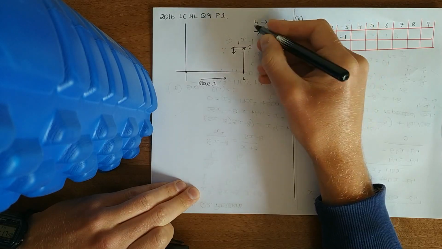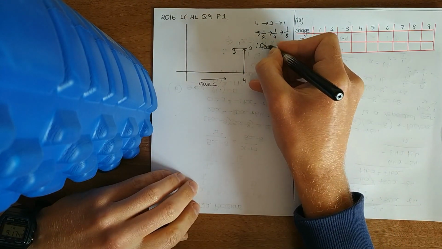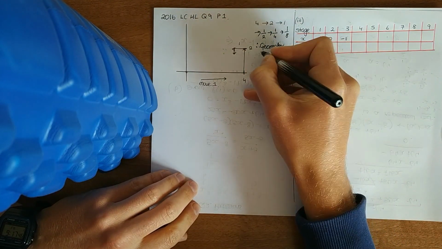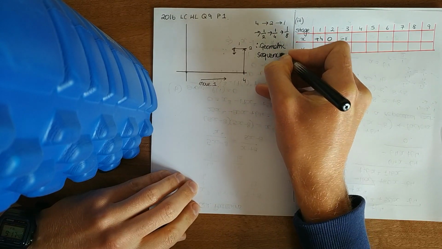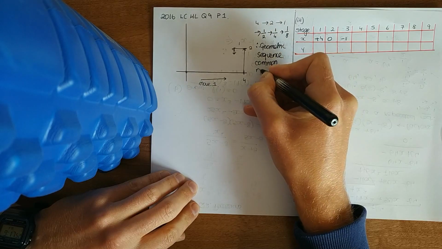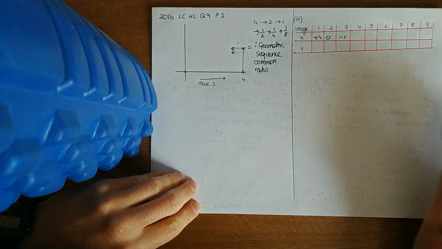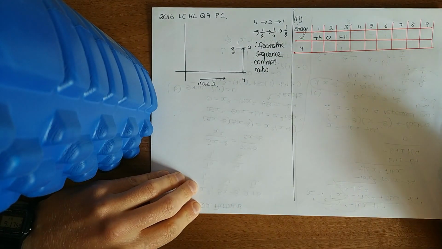So once we see it's getting halved, each previous term's getting halved, we know it's a geometric sequence. It's got a common ratio. So we're into them formulas there, a common ratio. So look at the diagram in your exam paper and see what you make of it.